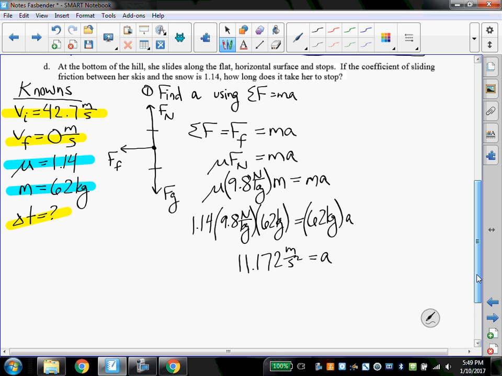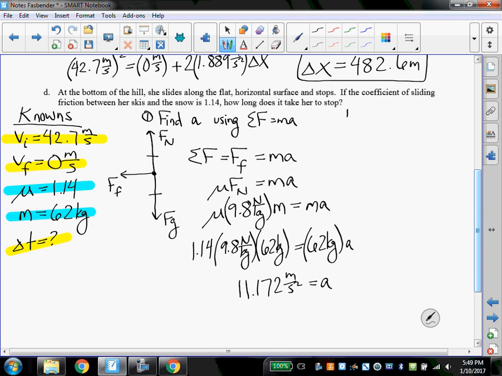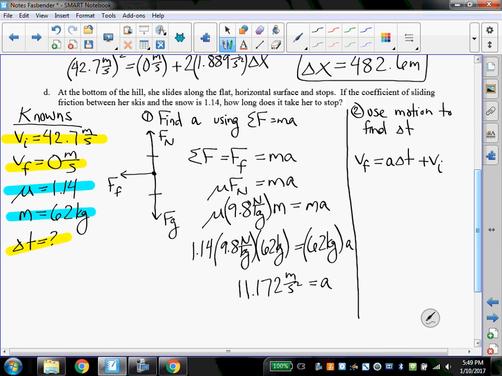Okay, next thing we want to do is we want to figure out how long is it going to take her to stop. So let's use kinematics, aka motion, to help us find delta t. So if we look, we've got VI, VF, delta t, and A. The equation that has all of those together is VF equals A delta t plus VI.